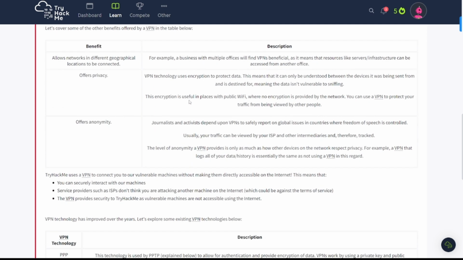Allows networks in different geographical locations to be connected. Description, for example, a business with multiple offices will find VPNs beneficial, as it means that resources like servers/infrastructure can be accessed from another office.